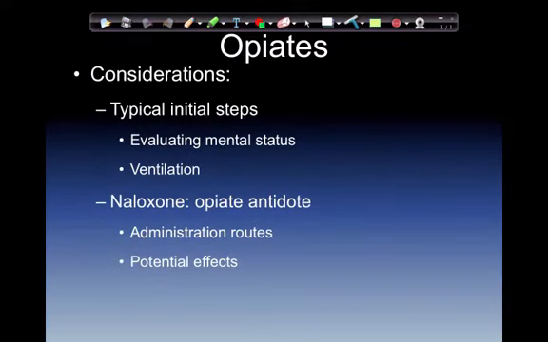Opiates. Considered, and this would be opiate overdose. Typical initial steps, evaluating their mental status and providing ventilation. Narcan or naloxone is our opiate antidote. Administration routes for this, it can be administered in almost any form or fashion: IM, sub-Q, IV, sublingual, injection, or intranasal.